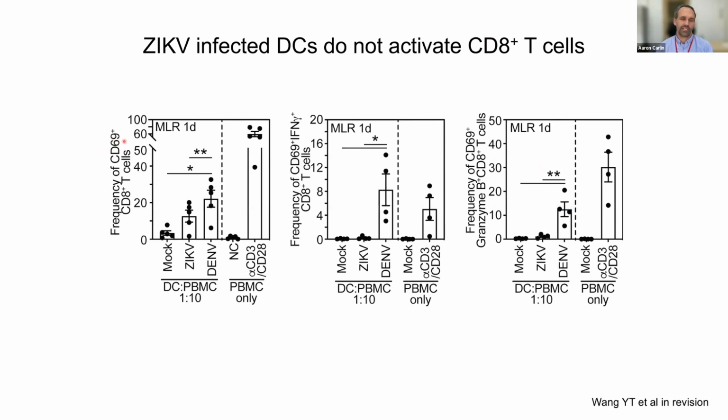We see less CD69 on T cells after incubation with Zika virus infected DCs. We see much less CD69 positive, interferon gamma positive, CD8 positive T cells, and we see significantly less granzyme B, a marker of cytotoxicity activity, and CD69 positive cells in the CD8 population.